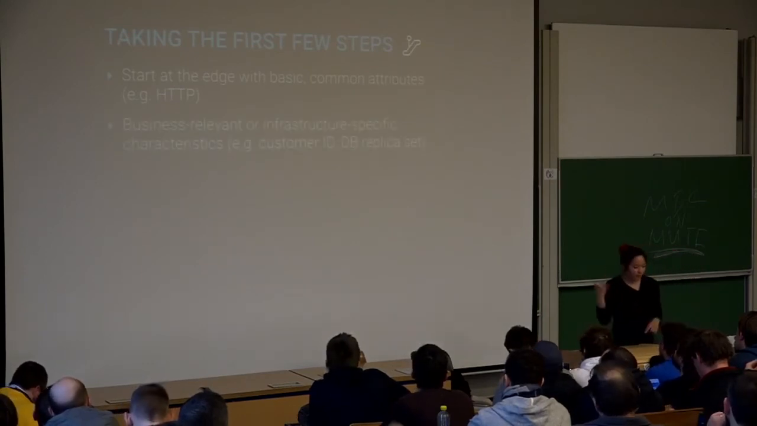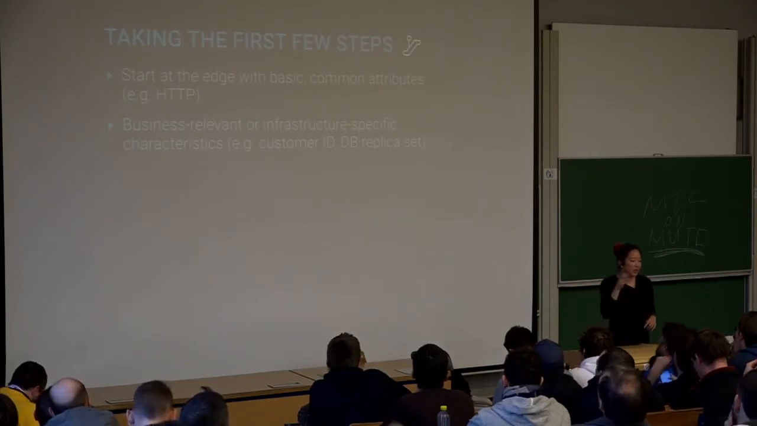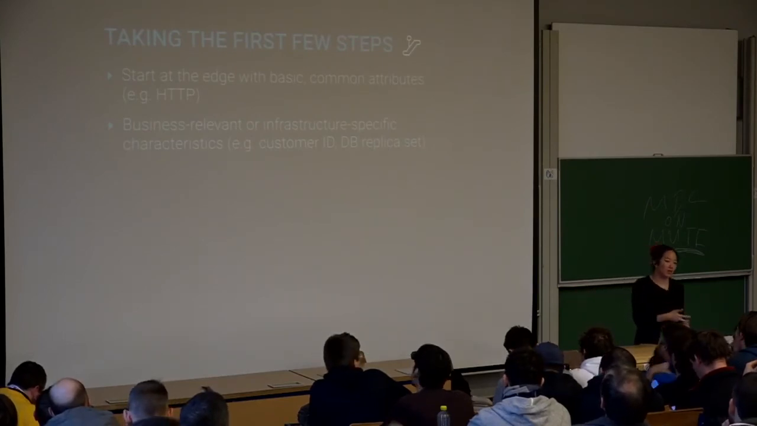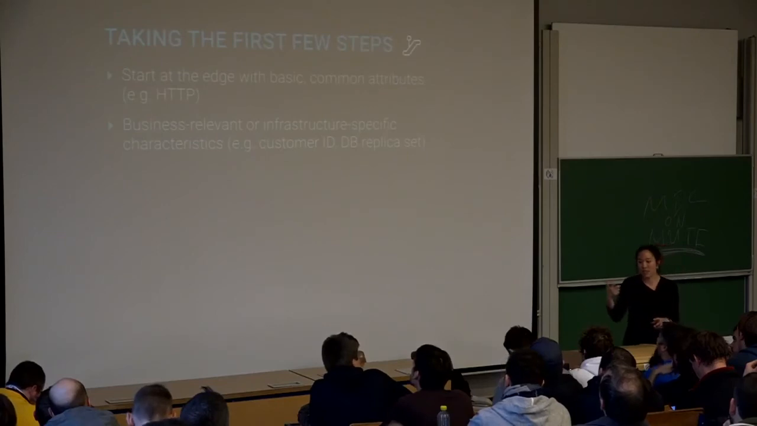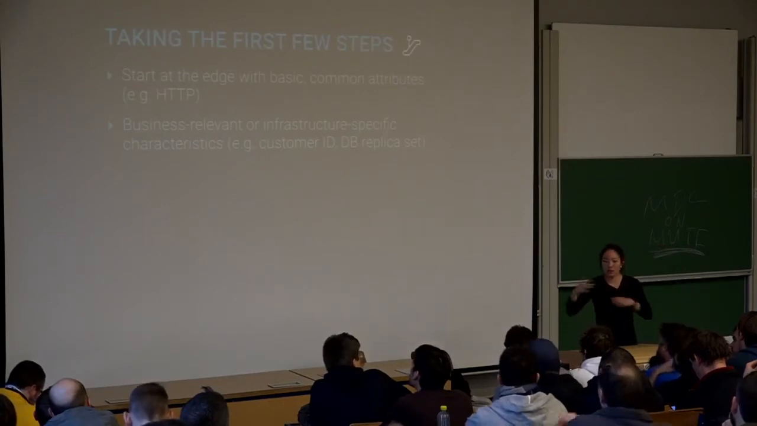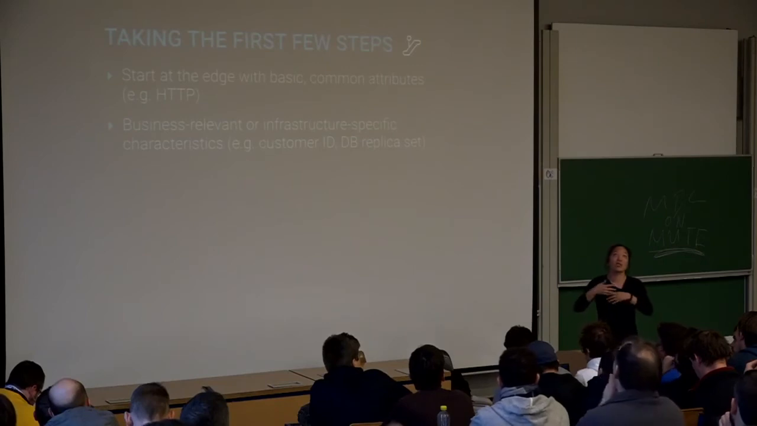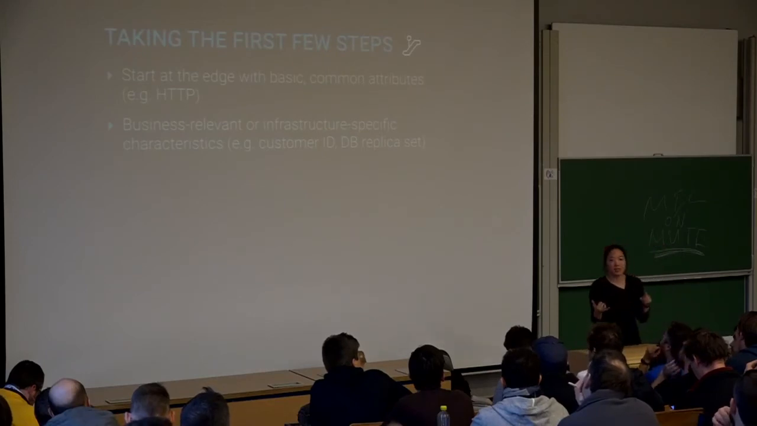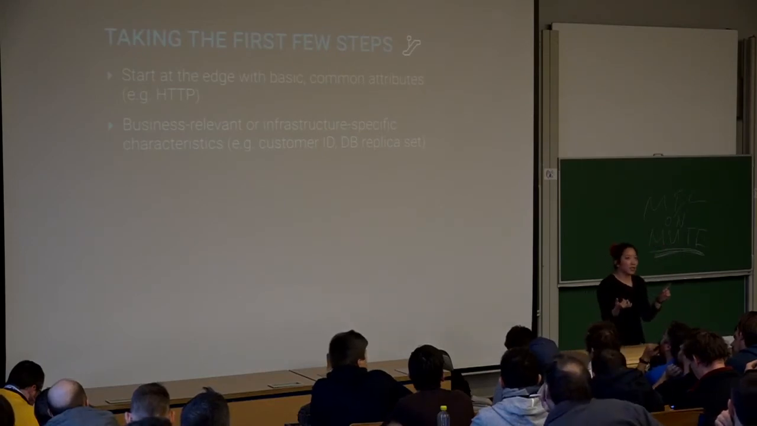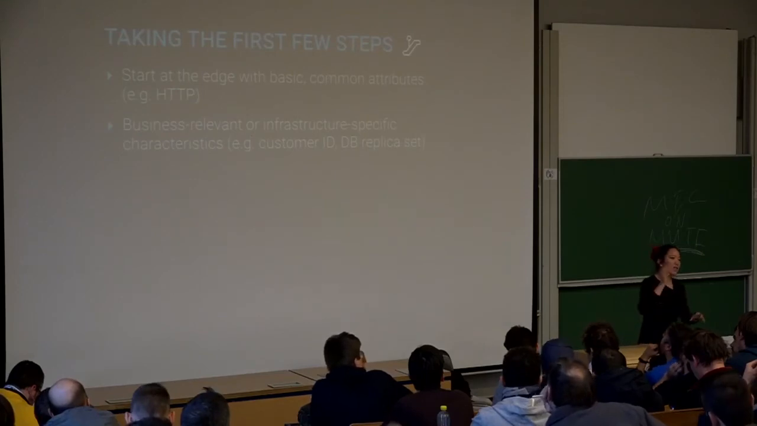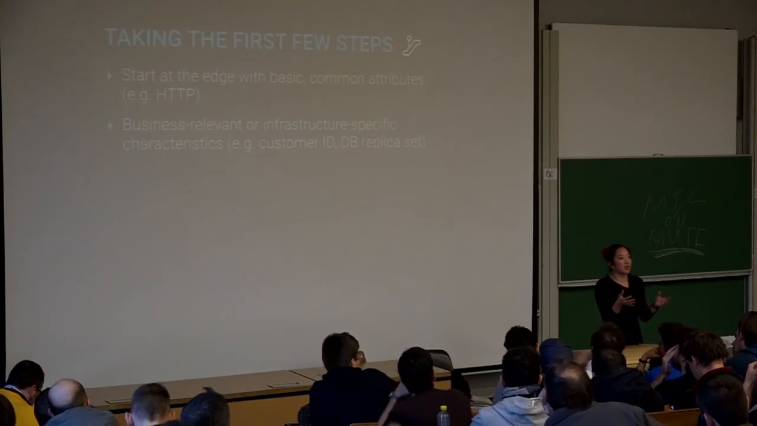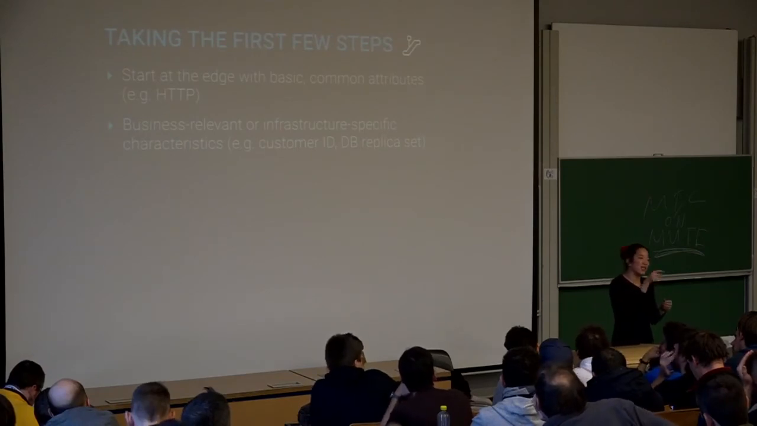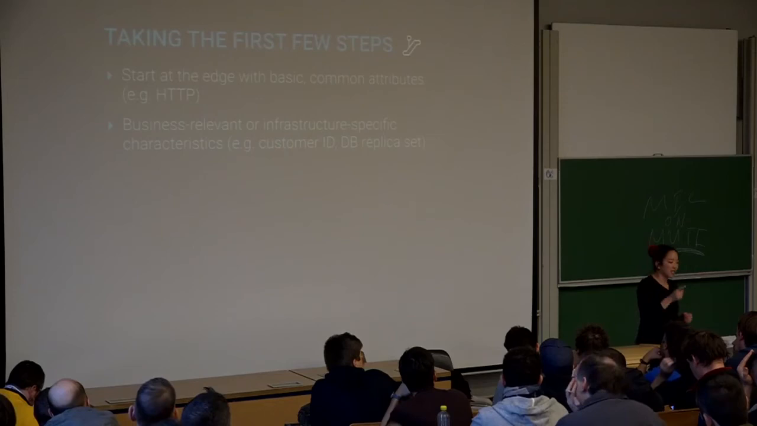How about those standard HTTP requests that we start off with? Start sprinkling in some business relevant identifiers, these things that actually are descriptive of what the workload looks like at that point, as well as any infrastructure specific characteristics. Kafka partitions you're reading from or writing to, database replica sets, throw that in there, because at some point you're going to be looking at something strange, you're going to want to break it down, and you're going to want to find out that it's that one replica set again that's having problems.